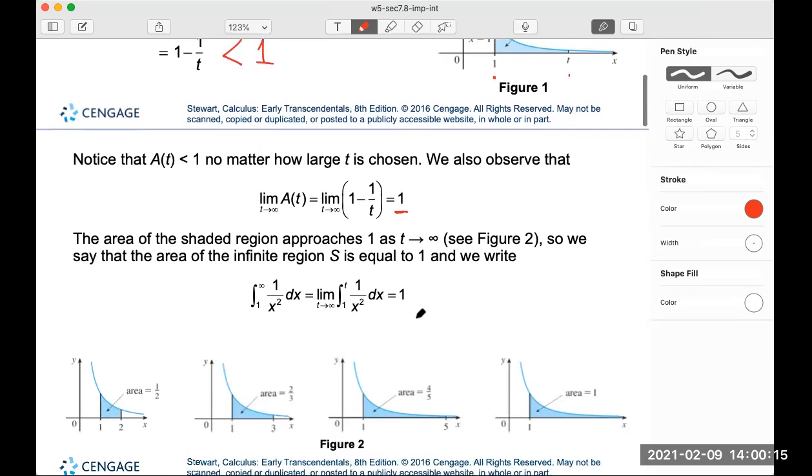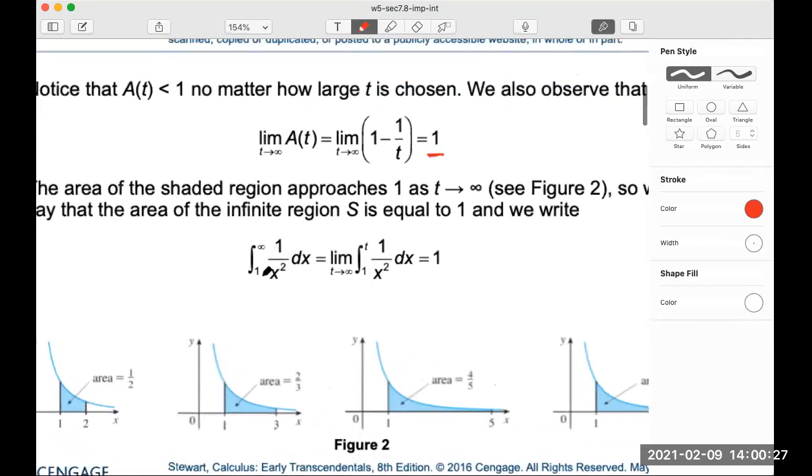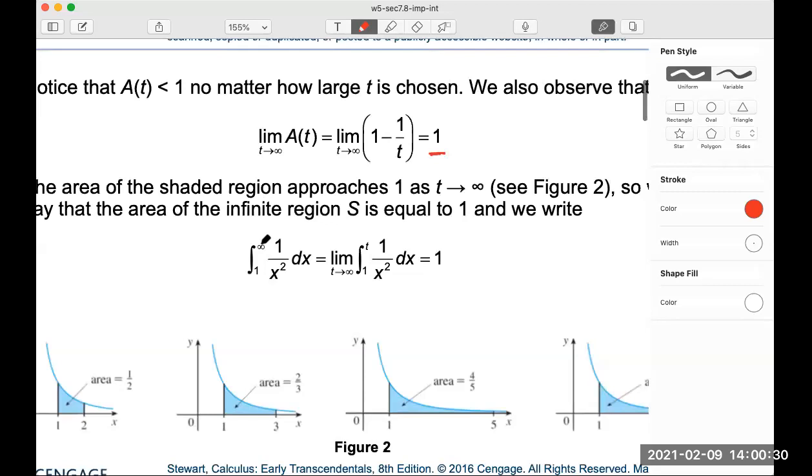So in math, we don't have to write a long sentence like that, right? We just make it easier by writing in notation like this. The integral from 1 to infinity of 1 over x squared dx is the same, by definition, as the limit as t approaches infinity of the integral from x is equal to 1 to t, and finally it is 1.